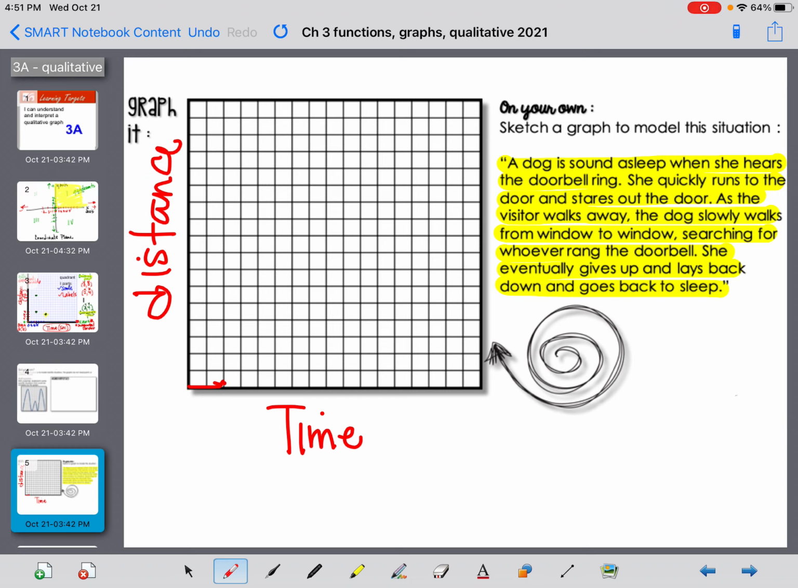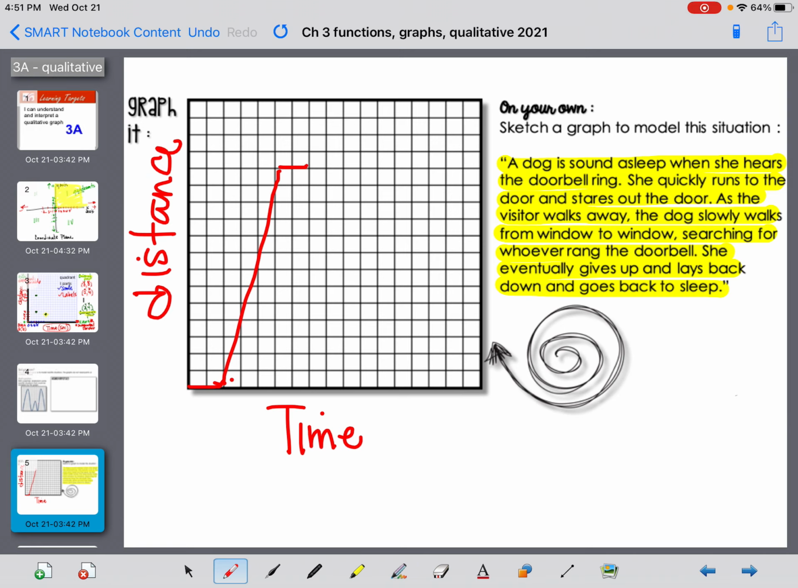She runs really quickly. So I have kind of a steep, quickly running away distance, right, to the door. The door, I would assume, is some distance away. And so I have a steep line going a quick distance away to the door. And then she runs to the door and stares out the door, right? So is her distance changing when she stares out the door? No, her distance is staying the same when she's staring out the door.